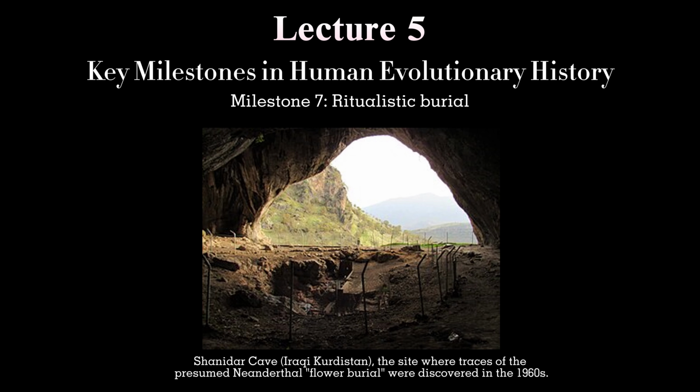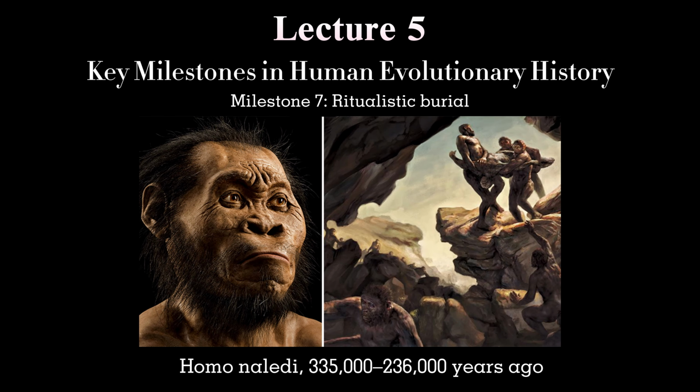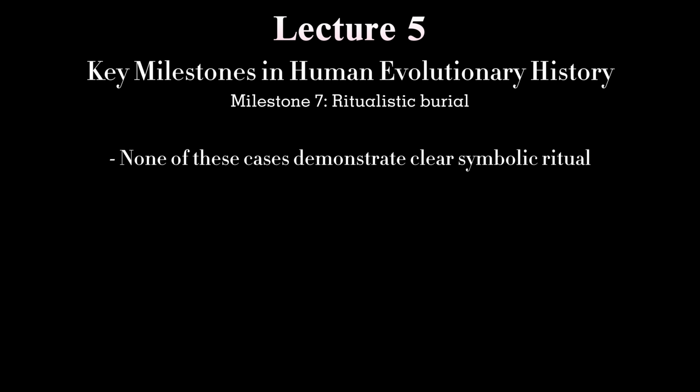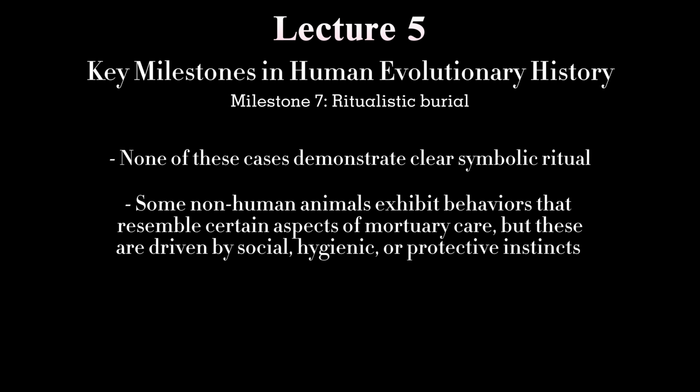Claims exist for Homo naledi 335,000 to 236,000 years ago, and possibly Homo heidelbergensis, Cima de los Huesos, 430,000 years ago. Yet none of these cases demonstrate clear symbolic ritual. Although some non-human animals exhibit behaviors that resemble certain aspects of mortuary care, these behaviors appear to be driven by social, hygienic, or protective instincts rather than by symbolic meaning, or concepts such as the afterlife, mourning rituals, or commemoration.